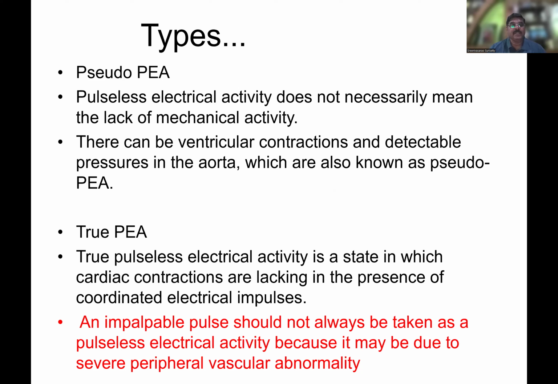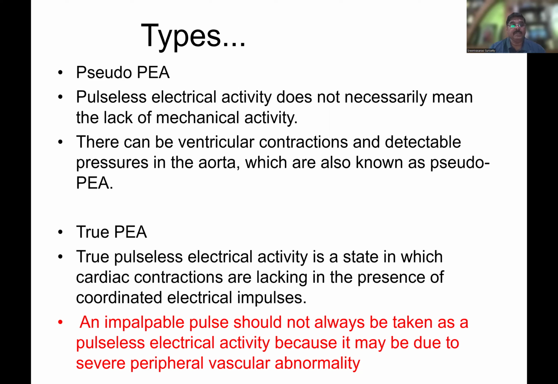True pulseless activity is a state in which cardiac contractions are lacking. In pseudo PEA, some contractions are there but are unable to produce a pulse. But here, there are no cardiac contractions, in the presence of coordinated electrical impulses. You can see all the waves on the ECG, like P, Q, R, S, T waves, which show coordinated electrical impulses, but the cardiac contractions are lacking.